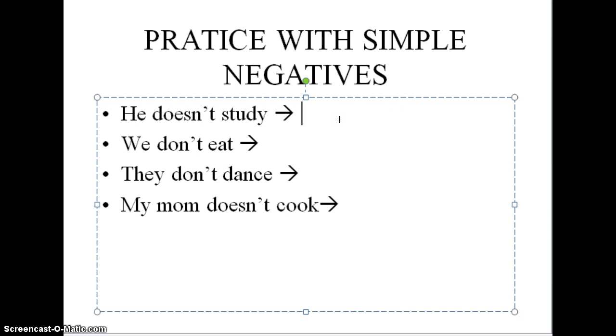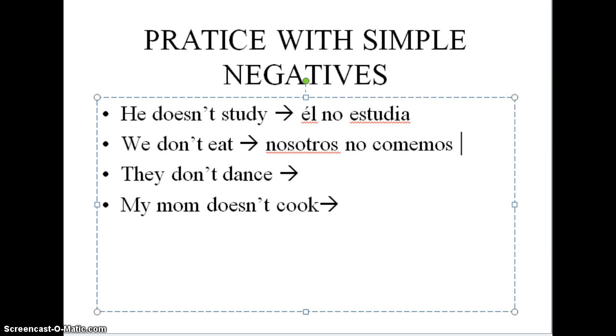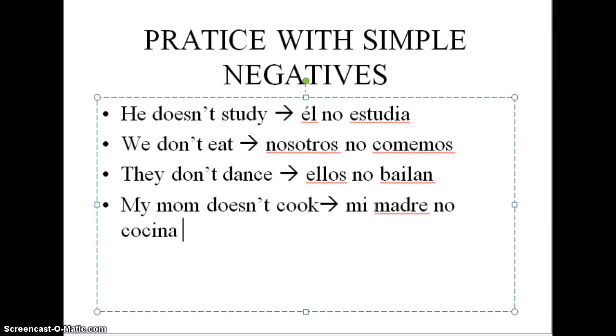Okay. So, he doesn't study. You could start out with él if you wanted to be specific. So, él, I'm going to say he studies, estudia, and the no goes before. Él no estudia. We don't eat. Nosotros no comemos. They don't dance. Ellos no bailan. My mom doesn't cook. Mi madre no cocina.